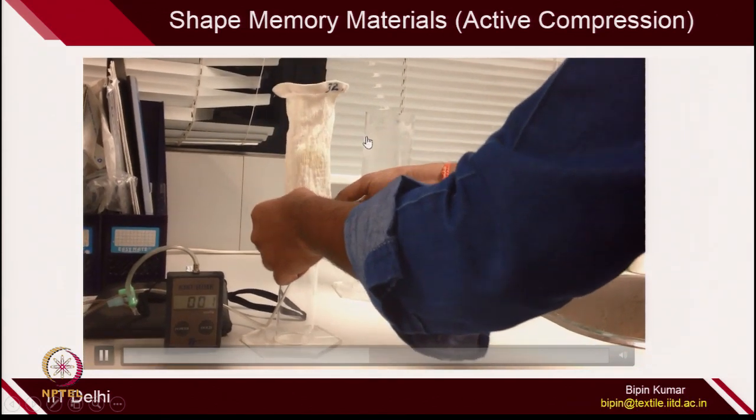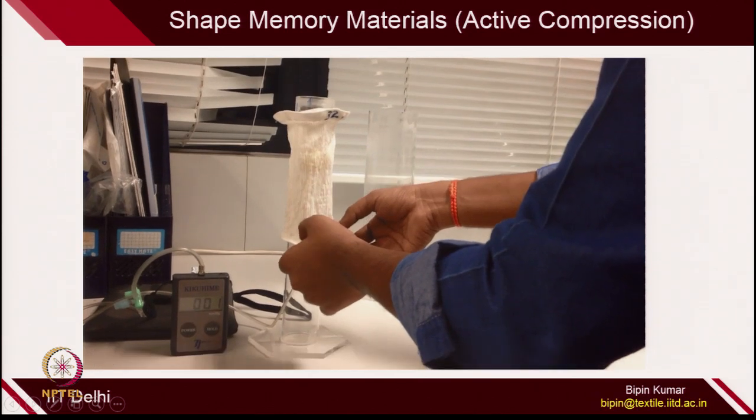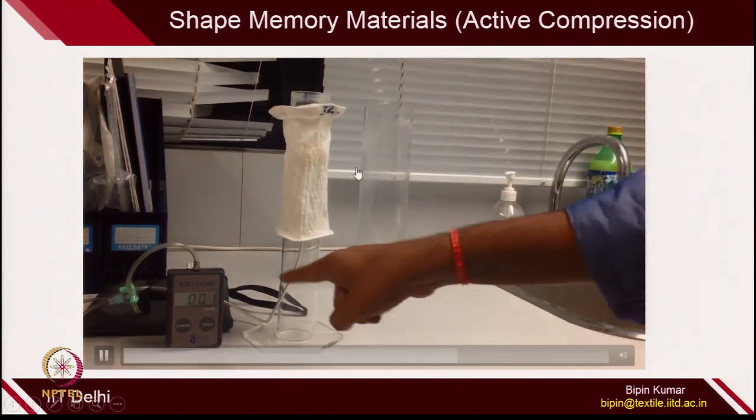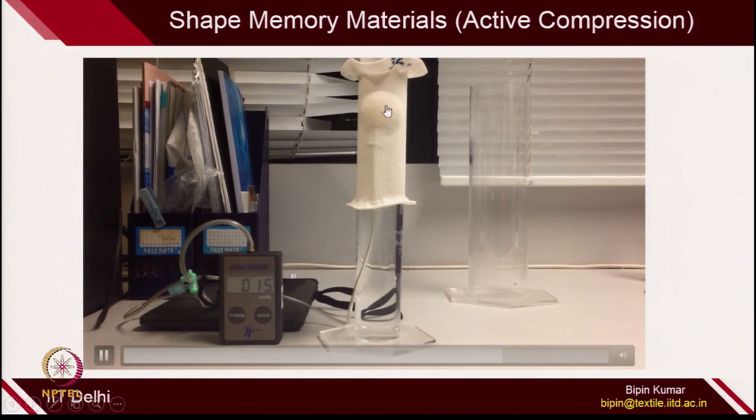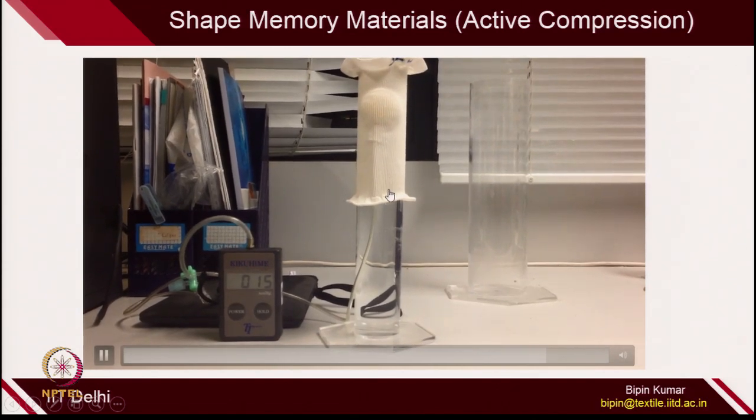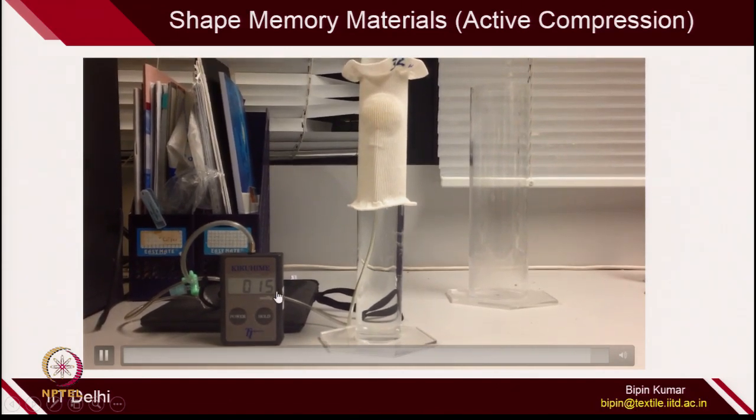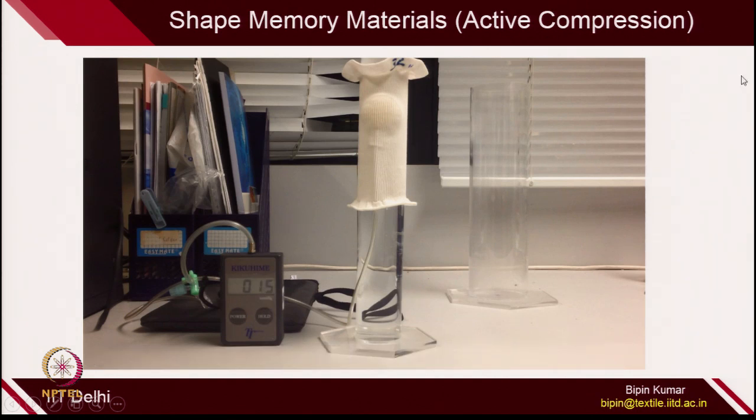So, in the loose state you can wear it out, this is active compression, and automatically the fabric will become tight the moment you give some kind of heat, and you can generate different levels of pressure. So, this is the beauty of active compression which is now possible. So, in the E-textiles also.